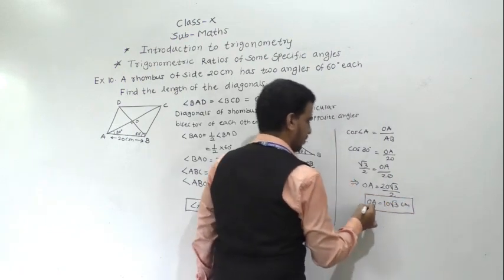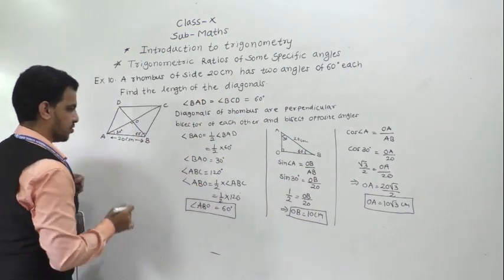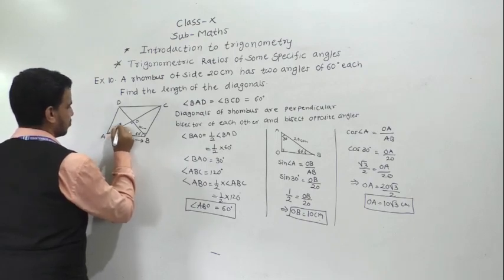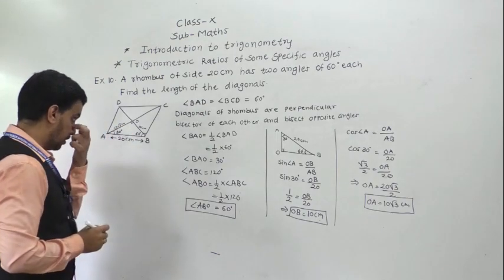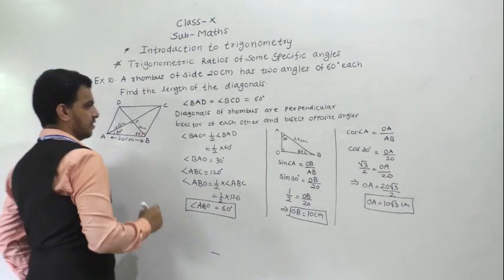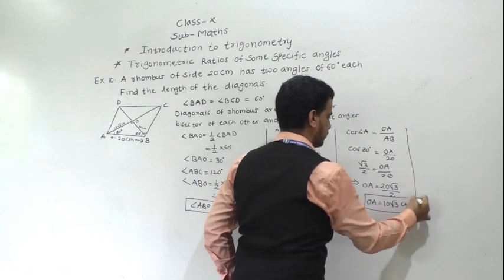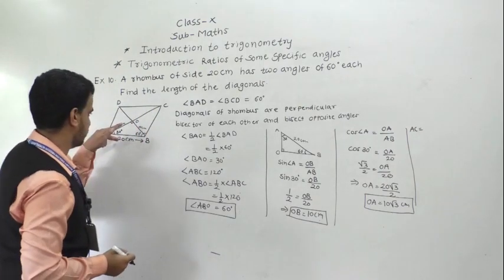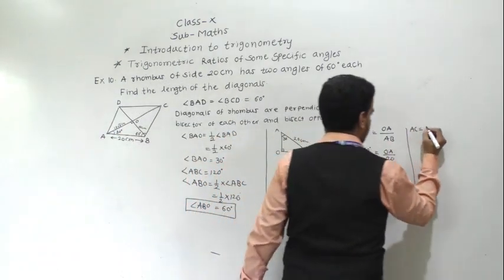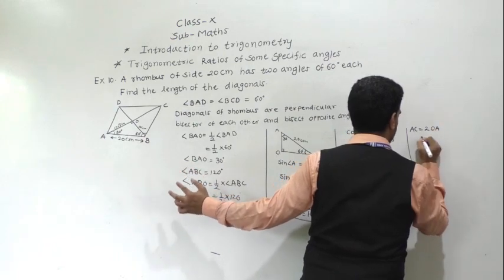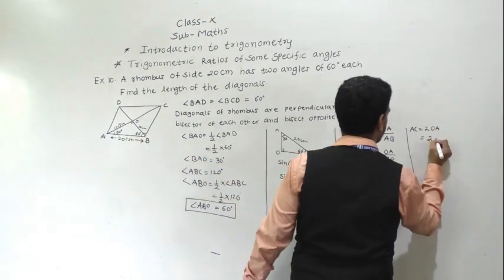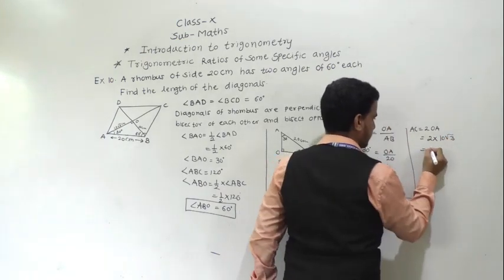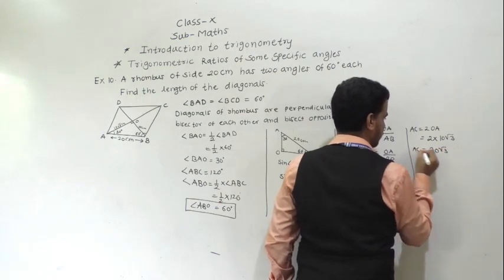Now we have to find the diagonals. So here OB is 10 centimeters, OA is 10√3 centimeters. To find diagonals AC and BD: AC is 2 times OA, because diagonals of a rhombus are perpendicular bisectors of each other. So AC is 2 × 10√3, so AC is 20√3 centimeters.